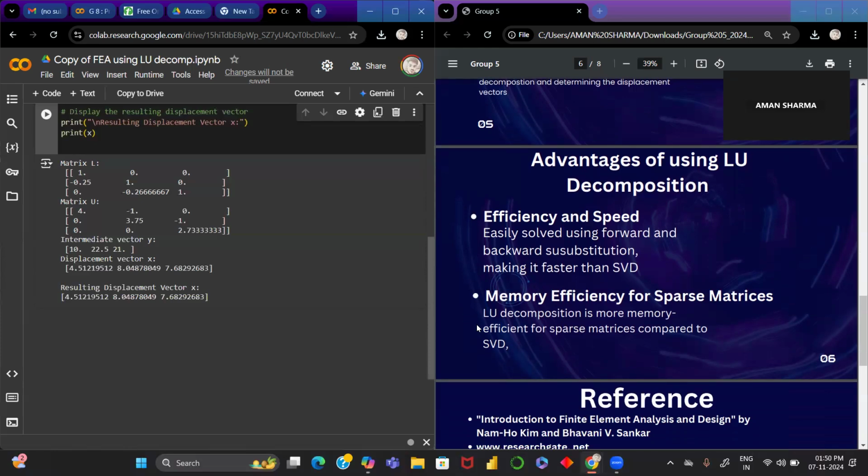Next, we have memory efficiency for sparse matrices. Most of the entries in the stiffness matrix might be zero, so while handling sparse matrices, LU decomposition is much more memory efficient. And to elaborate more, we have reusability. That is, both the lower and upper triangular matrices can be reused a number of times for different load scenarios. That's all. Thank you.